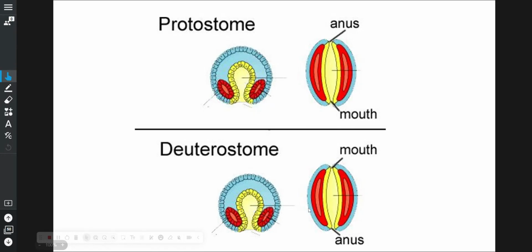And again, you can see here the 3 tissue layers that form from that pinching in are blue, red, and yellow. And we'll talk about those a little bit more in just a minute.